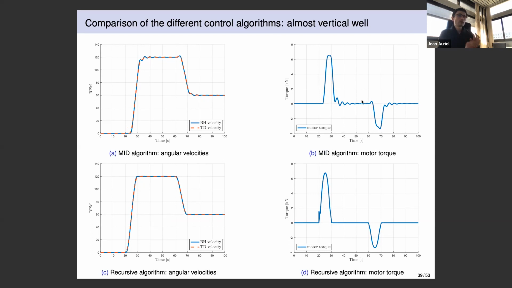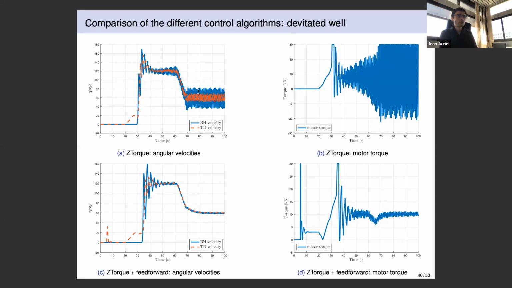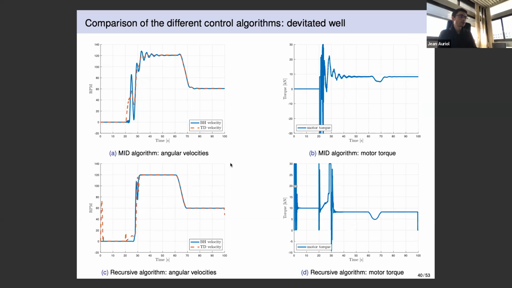Now, if I consider a well with a really strong orientation, almost horizontal, you can see that the Z-torque does not work anymore. You have really strong oscillation, and the torque does not make any sense. Of course, these are simulated data. If you add the feed-forward component, it's much better, but you still have strong oscillation, which might not be really good. Of course, you can filter the data and improve performance. This is just to give a general overview of the main ideas behind the different techniques. For the two other approaches, you can see that MID does not present strong oscillation, but the performance is not perfect. And the recursive algorithm is really good, except that you have really high instantaneous torque.